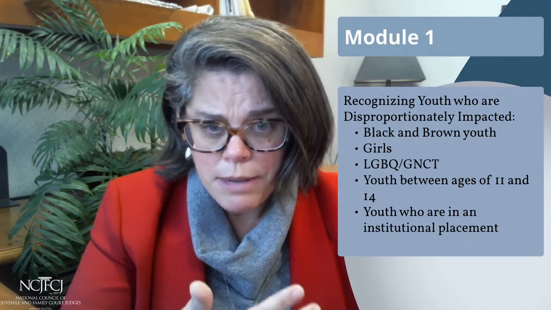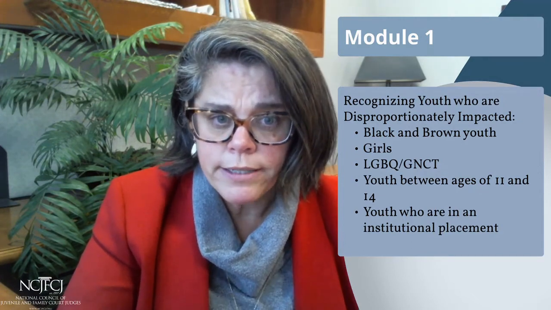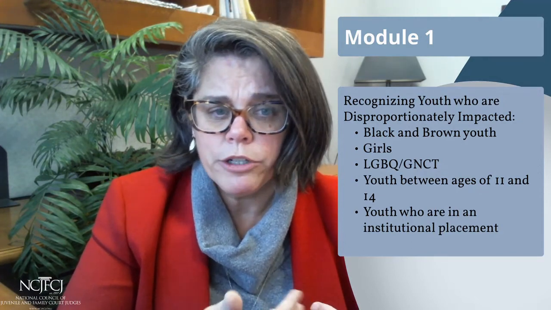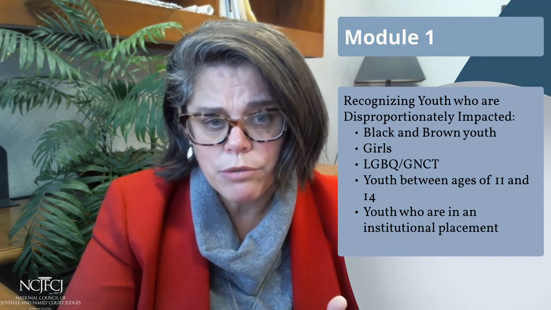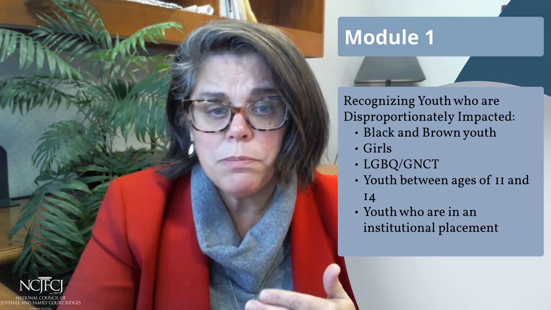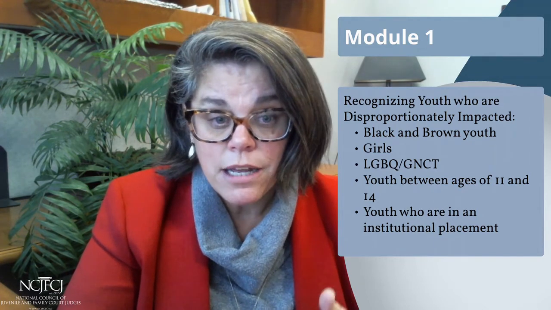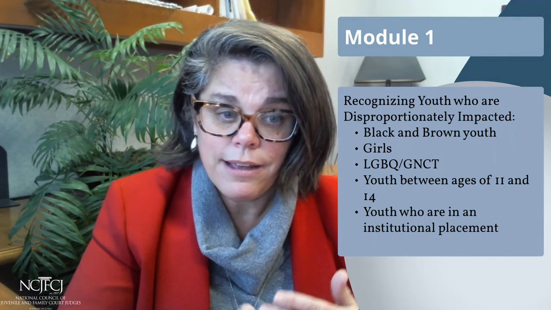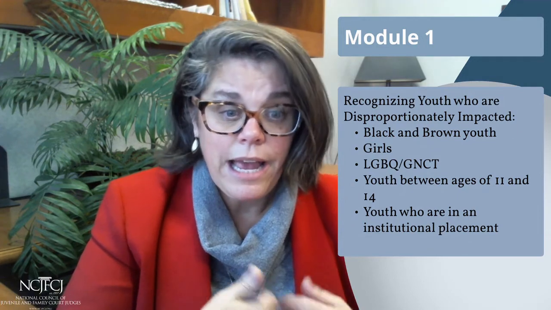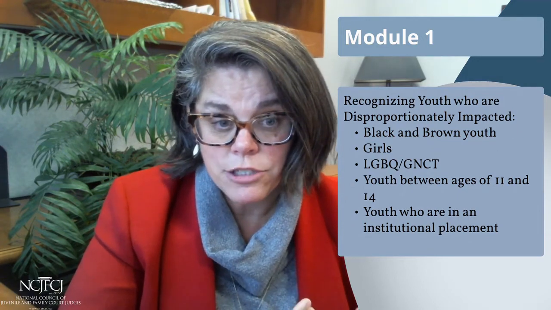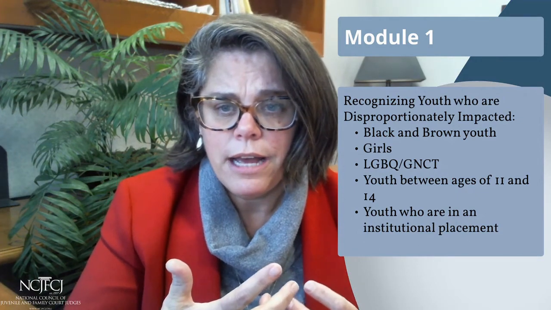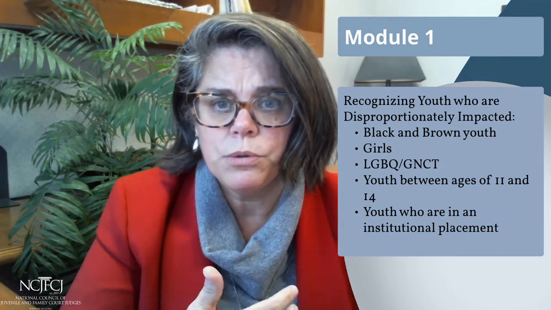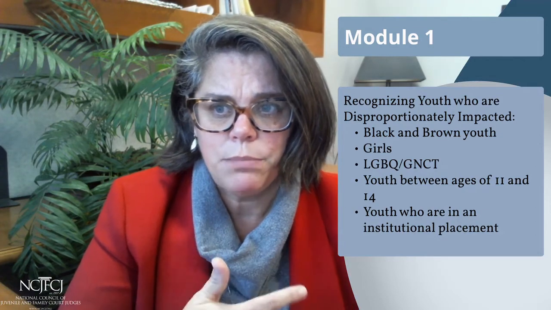So when you're thinking about this, remember back to Module 1, recognizing youth who are disproportionately impacted. These are youth who are Black and Brown youth, girls, LGBTQ and GNCT youth, youth between ages of 11 and 14, and youth who are in institutional placement. So having a better understanding of that will increase your ability to do some effective case planning.